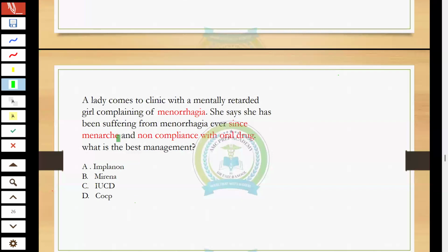Okay, doctors, move to next. A lady comes to clinic who is mentally retarded, and the girl is complaining of menorrhagia. She says she has been suffering from menorrhagia ever since menarche and is non-compliant with the oral drug. What is the best management? Option A, Implanon. Option B, Marina. Option C, IUCD. Option D, OCPs.